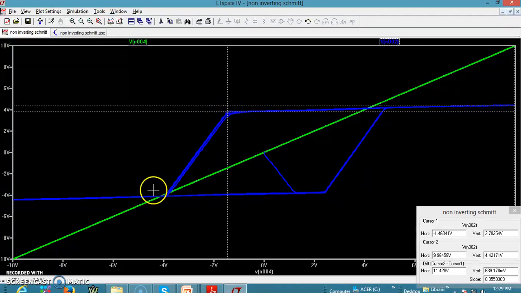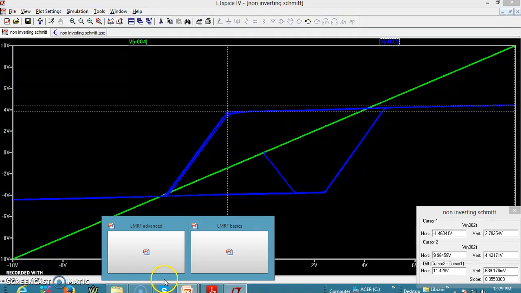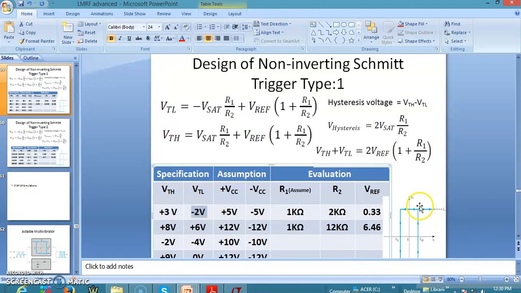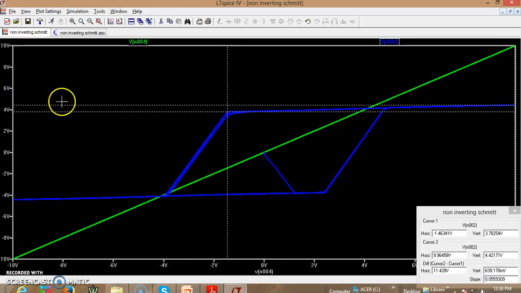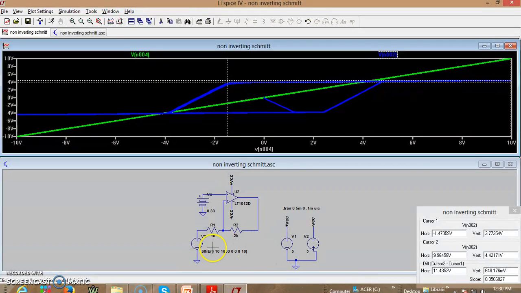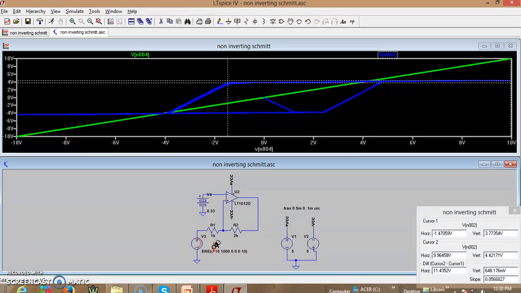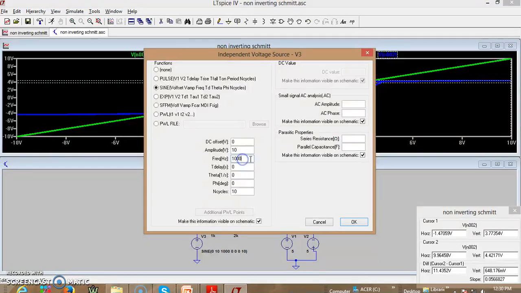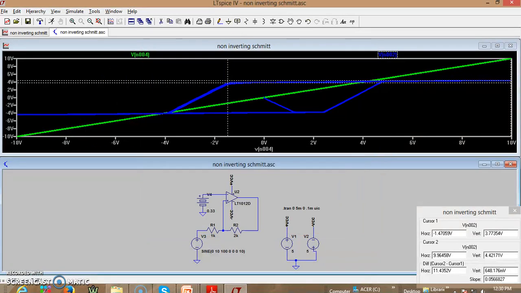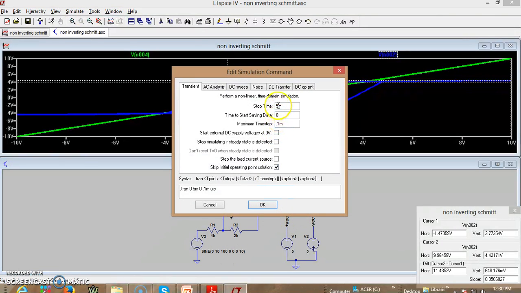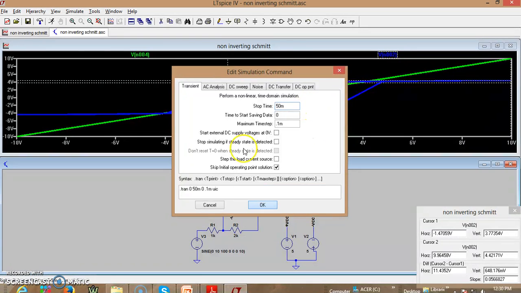Now you can see this is not a straight one as it was in the slides. In the slides it's a straight one. You can still get a straighter one if you reduce the frequency of the input. So let me reduce the frequency of the input and come back and see the simulations. Here the frequency is something like 1 kilohertz. Let me make it 100 hertz. Let me simulate up to a larger time, 50 milliseconds, and run it.